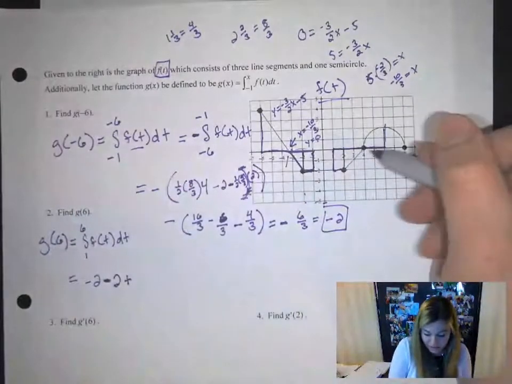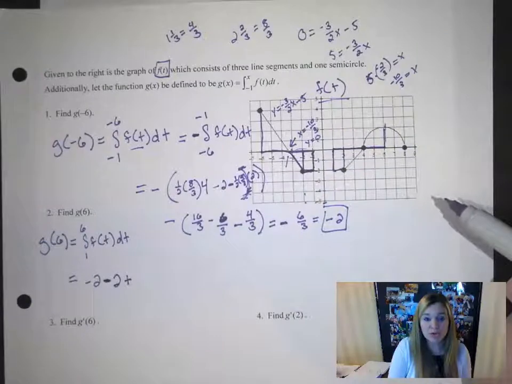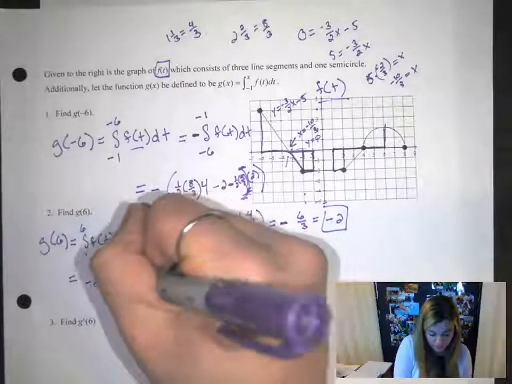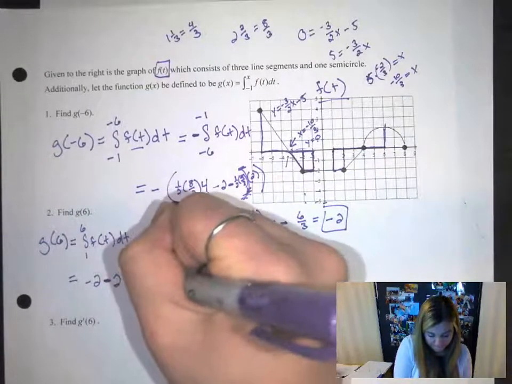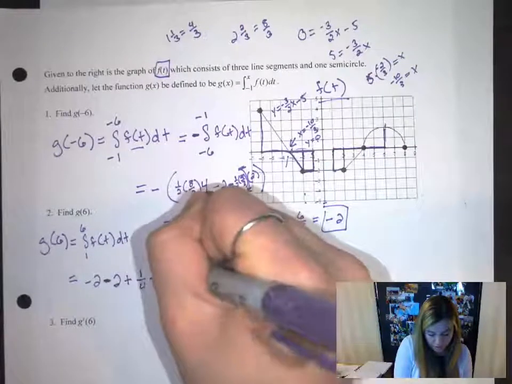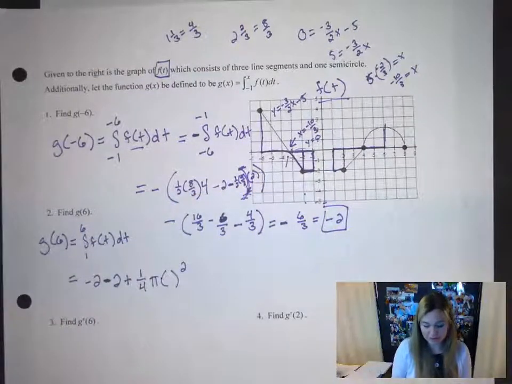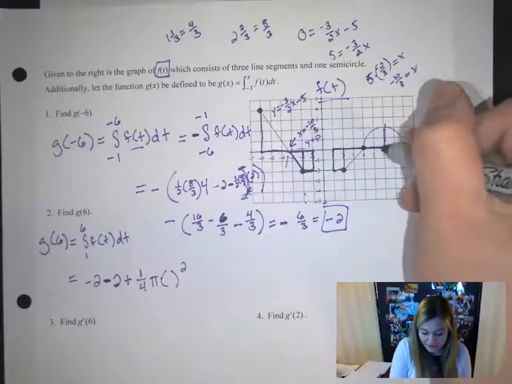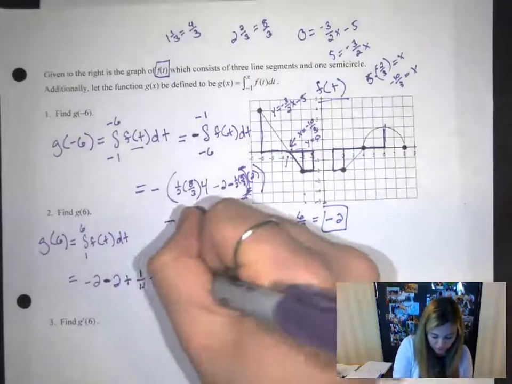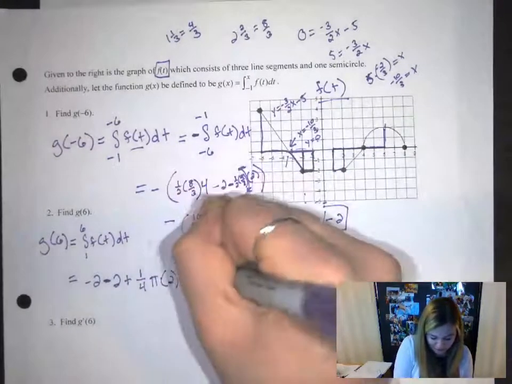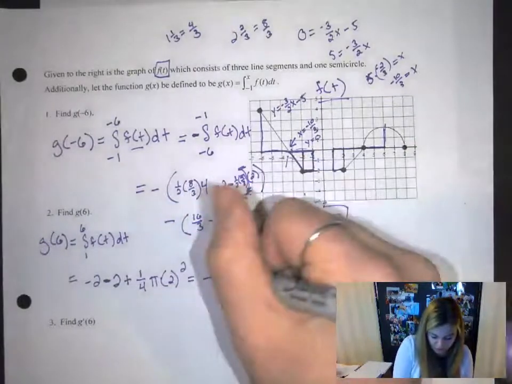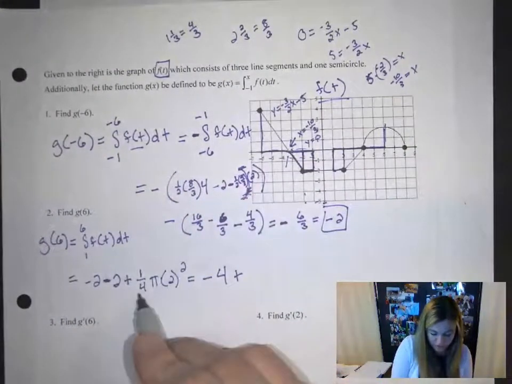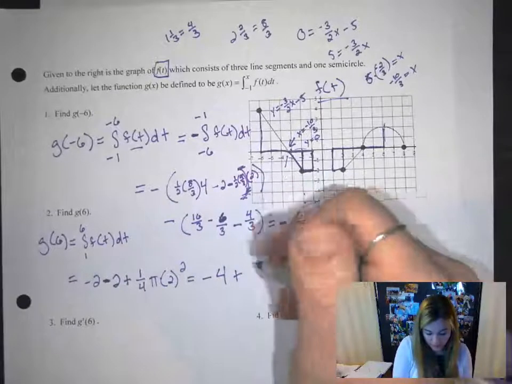Plus, over here I've got 1/4 of a circle. How do you find the area of a circle? You find it with pi r squared. This is only 1/4 of it. The radius of the circle is 2. Okay, then I would have -4 plus 4 divided by 4, or 4 times 1/4 is 1.